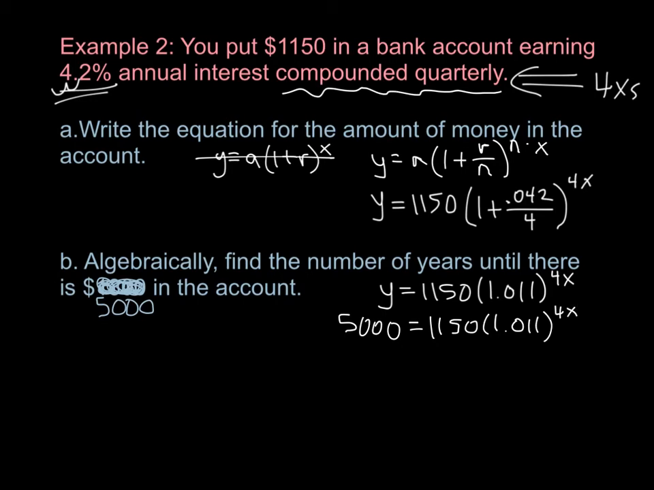Since x is in the exponent, we know we have a situation where we need to use a log. We have a base raised to a power. We need to isolate the base and power, so we need to get rid of this. I'm going to divide both sides by 1,150. And we get, on the right here, we keep the 1.011 raised to the 4x equals 4.348.